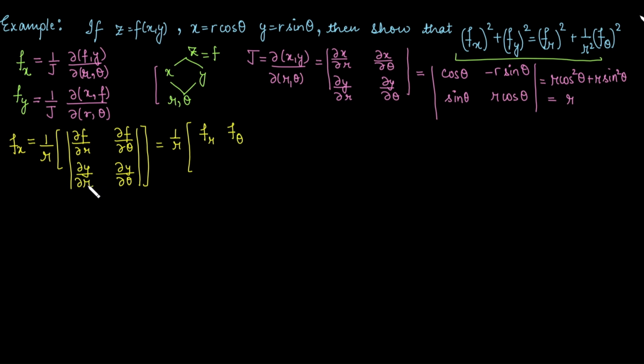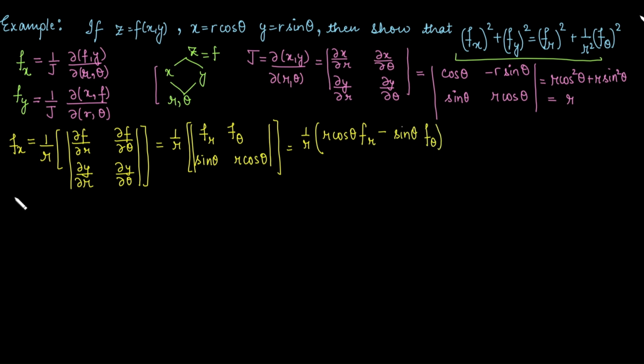Partial derivative of y with respect to r and theta, that we have already calculated in the Jacobian, that is in the second row. This value is equal to sin theta and here r cos theta. Find its determinant, that is equal to 1 by r, r cos theta, partial derivative of the function with respect to r, minus sin theta, partial derivative of the function with respect to theta.